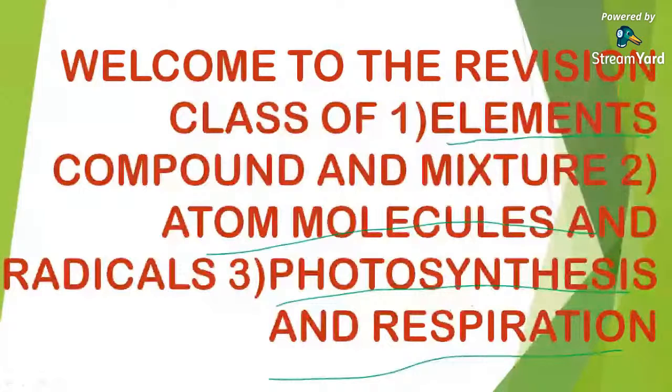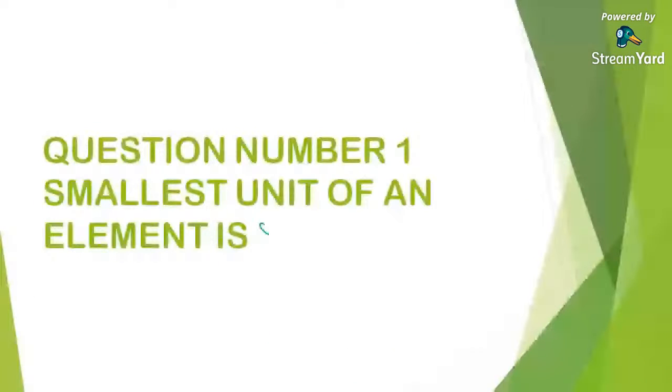The question number one is: smallest unit of an element is. Clear? Discuss in my video also. Smallest unit of element and smallest unit of compound. So like this, you can make the difference, then you can learn and give the answer. The correct answer is atom.